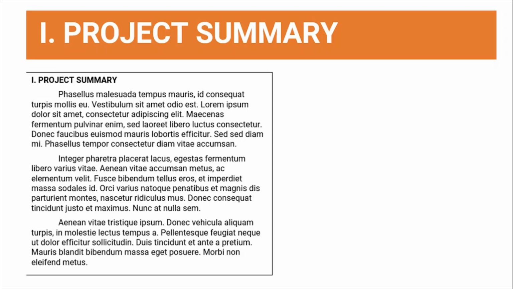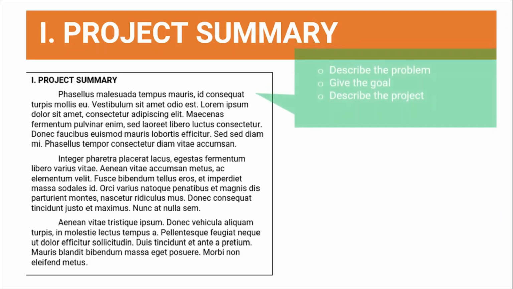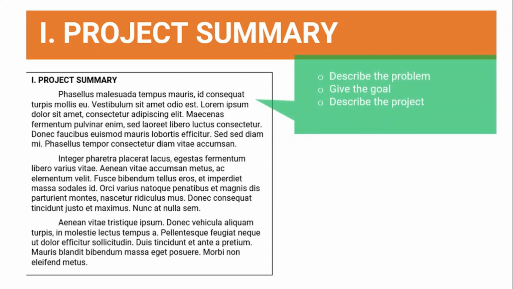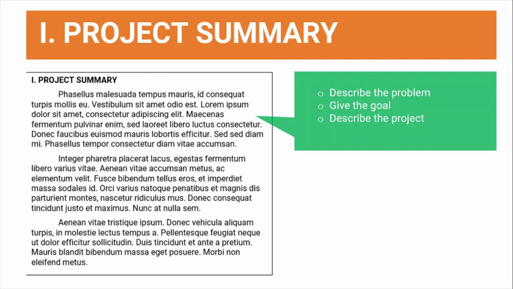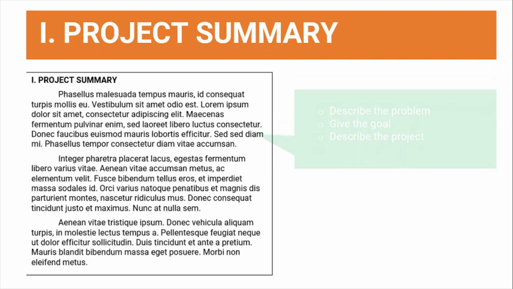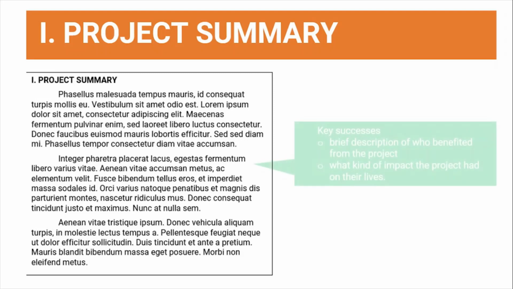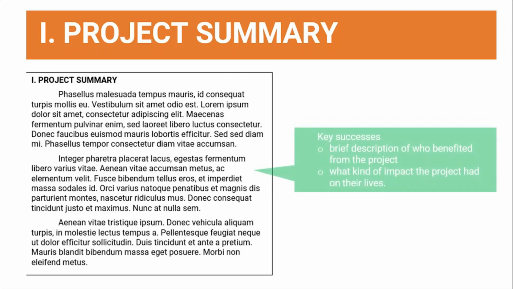In the project summary, it contains the following key information. The first paragraph should describe the phenomenon or the problem. So discuss the current state, the gap, and the future condition. Give the goal of the project and describe the project. This information is found in your proposal.